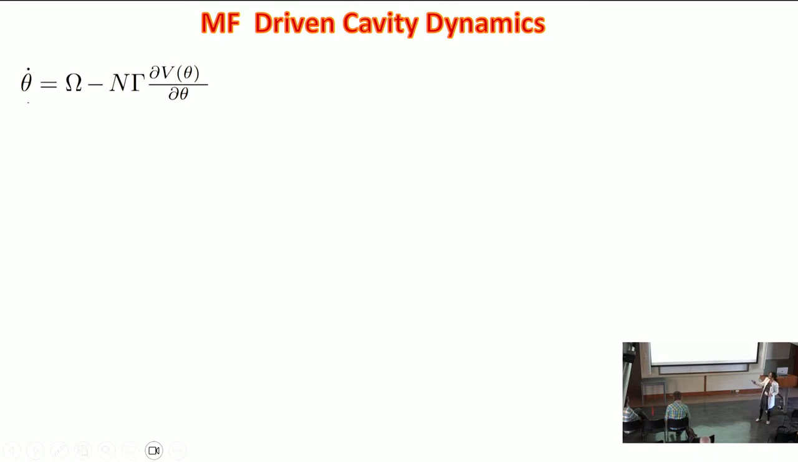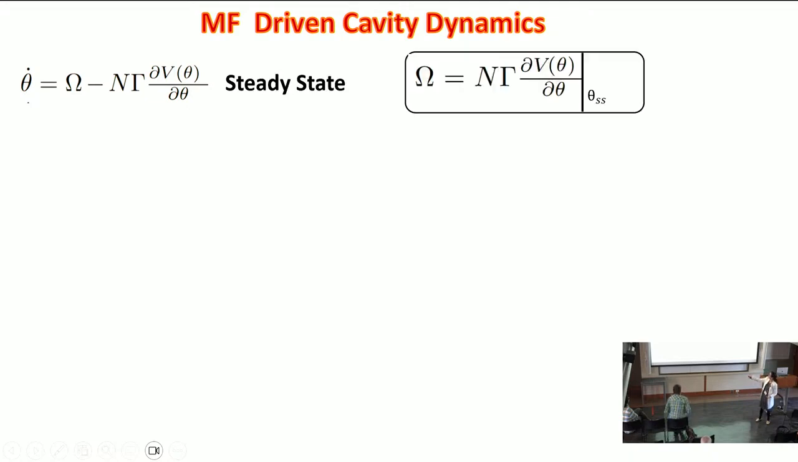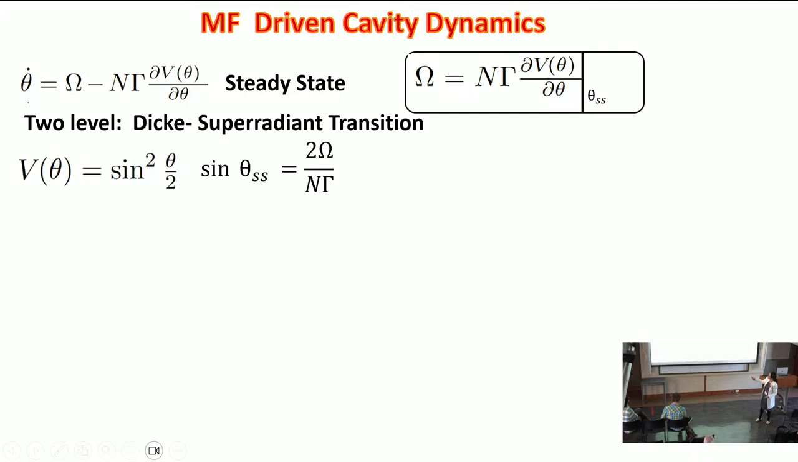So now, for the superradiant equation, I just have to add the drive because now it's on all the time. And then a steady state is when this is 0. So when omega is equal to n gamma times the derivative of the superradiant potential. And for the two-level system, the superradiant potential is just a sine squared potential. And therefore, if you take this condition, then the steady state is when sine of the rotation angle is equal to omega divided by n gamma.